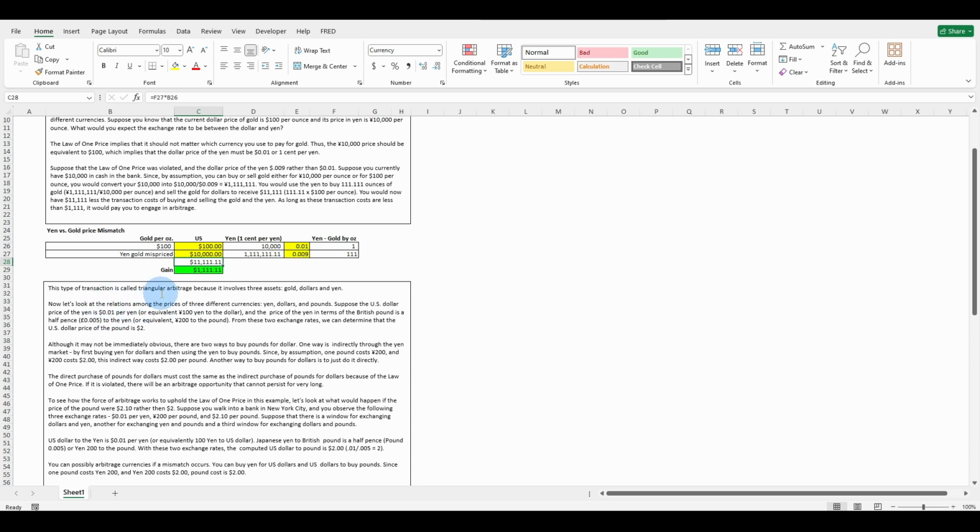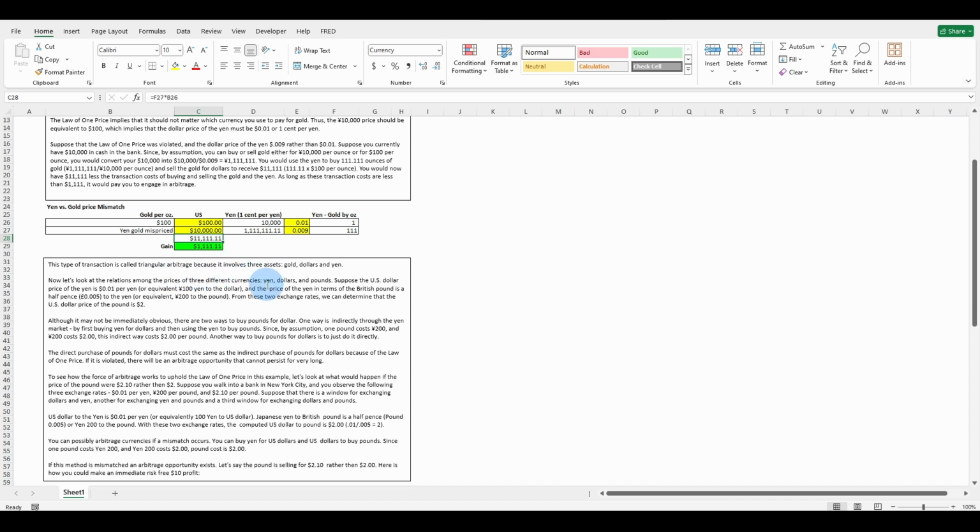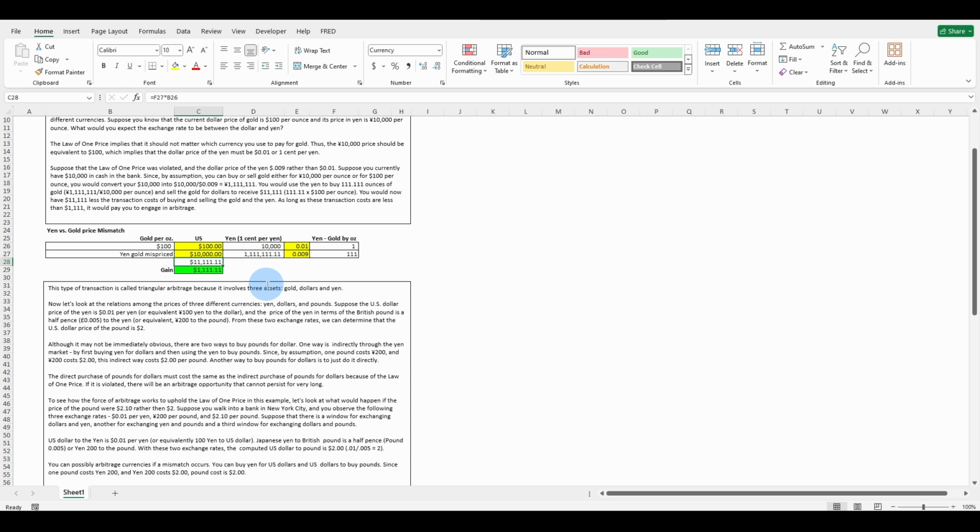This type of transaction is called triangular arbitrage because it involves three assets: gold, dollar, and yen. Got that? So you need to be very keen. In other words, you need to be sharp.